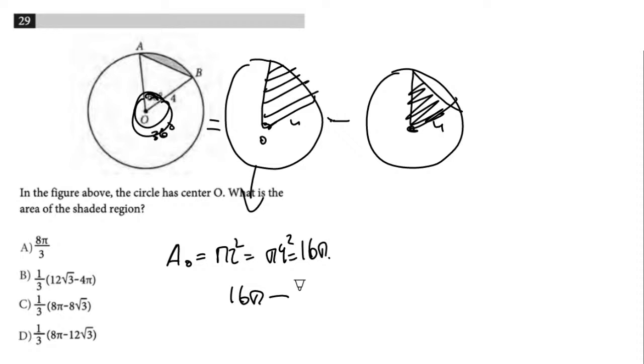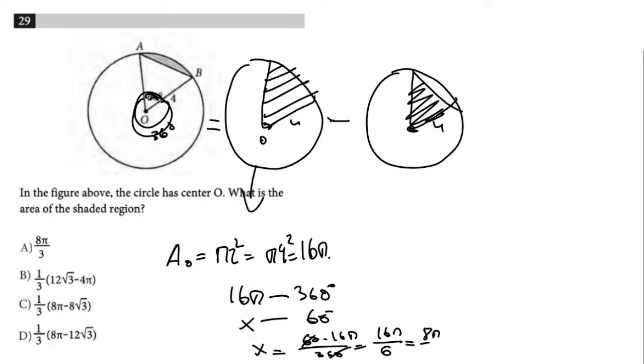equals 360 degrees. 60 degrees is x. I find here x equals 60 multiplied by 16 pi divided by 360. I divide it here, I get 16 pi divided by 6, or 8 pi divided by 3. Okay, this is the area of the shaded region here, like a sector. It's 8 pi over 3.